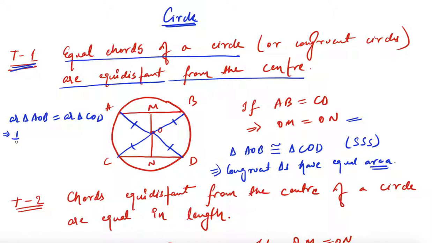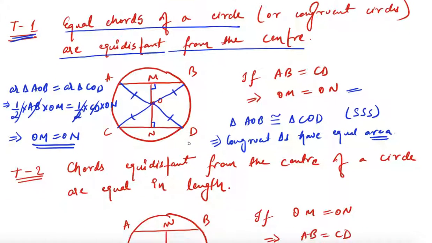This implies half into base AB of triangle AOB, into height OM, is the same as half into base CD of triangle COD, into height ON. Half is cancelled. Now AB is equal to CD, both are equal chords, it is given, so they cancel out each other. So finally we have OM is equal to ON. Hence the distance of the chord CD is the same as the distance of the chord AB, hence proved.